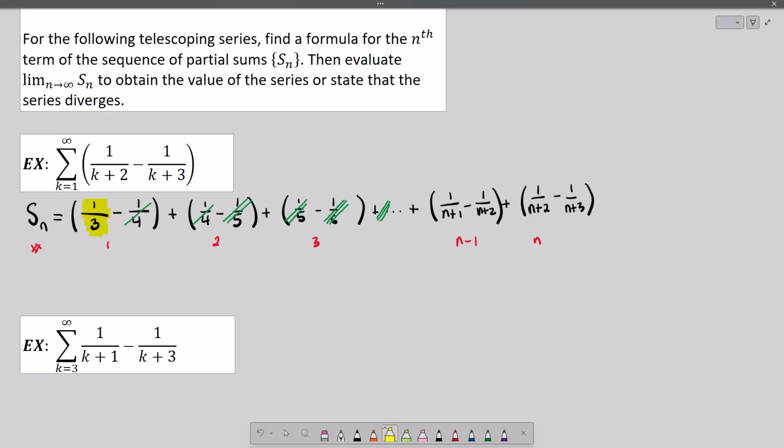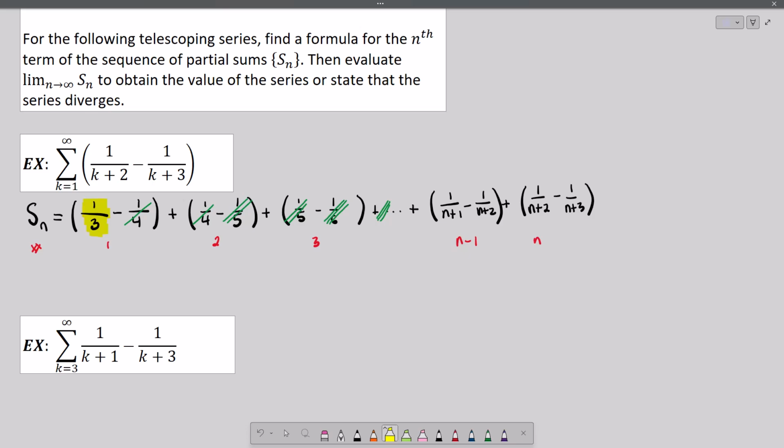So now we have to go to the other end and come backwards, come to the left. So think about it this way. As we're moving from left to right, the second part of this term cancels with the first part of the next. Second part cancels with first part of the next.